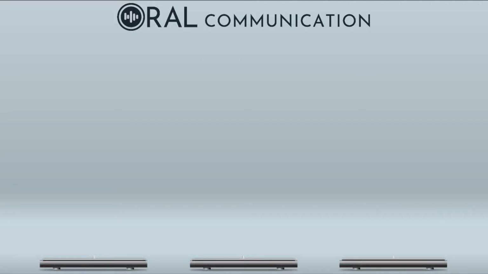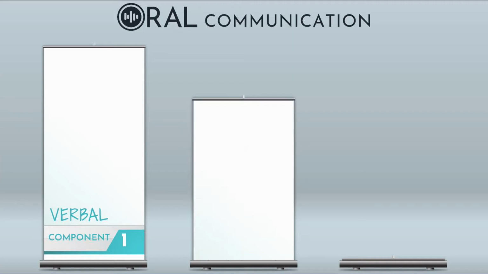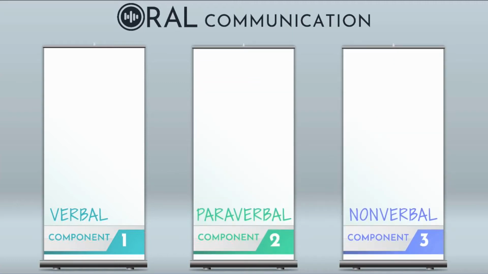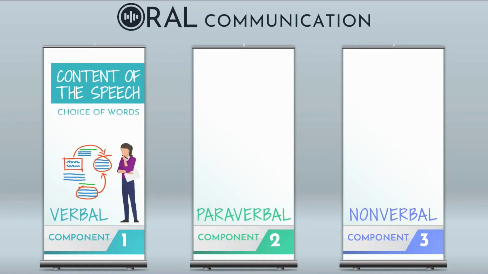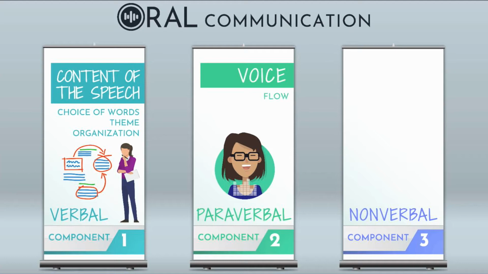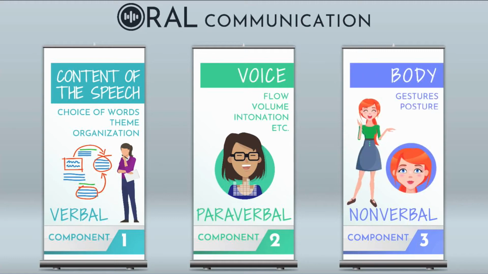Oral communication can be divided into three components: verbal, paraverbal, and nonverbal. The verbal component is the content of the speech. This includes the choice of words and the theme of the speech, as well as its organization. The paraverbal component refers to the voice. It involves, among other things, flow, volume, and intonation. The nonverbal component encompasses body movement, gestures, posture, facial expressions, etc.